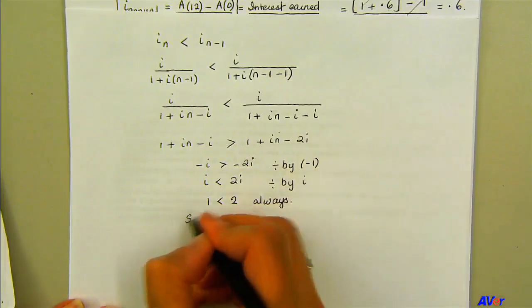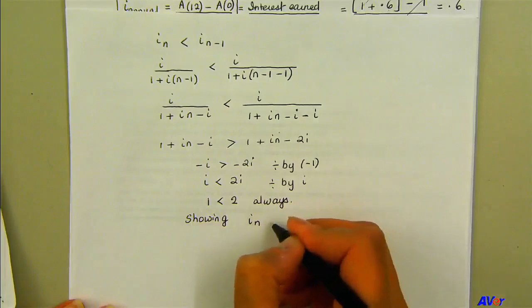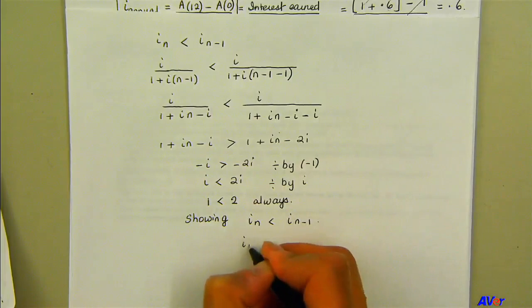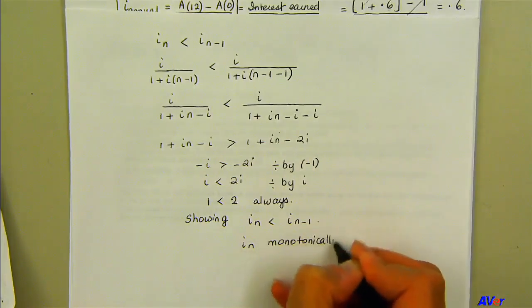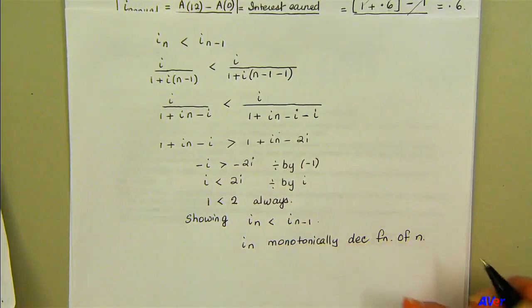Showing that I of n is always less than I of n minus 1. So I of n is a monotonically decreasing function of n. Follow me.